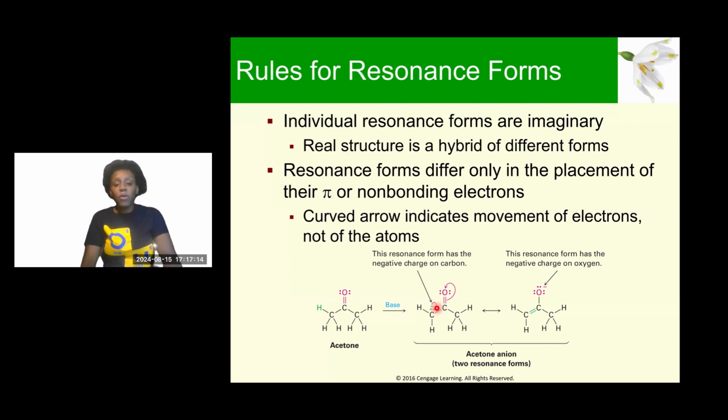So resonance forms differ only in the placement of their pi electrons or non-bonding electrons. So we'll say that again. It's only the movement of the pi electron. So if you notice with all of these structures, the sigma bond never moves or breaks, okay? That sigma bond stays there. The only thing that's moving are the pi electrons, the electrons in the p orbital.